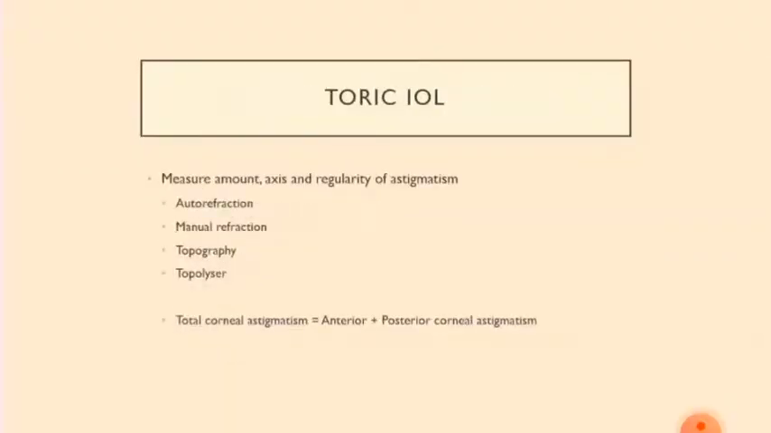When we talk about astigmatism, it's important to know how much astigmatism is there, where the astigmatism is, and whether it's regular or not. Because remember, toric IOLs only correct regular astigmatism and not irregular astigmatism. And the total corneal astigmatism is the anterior as well as the posterior astigmatism.